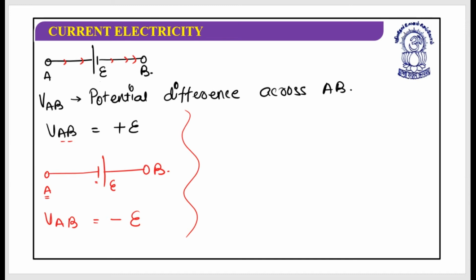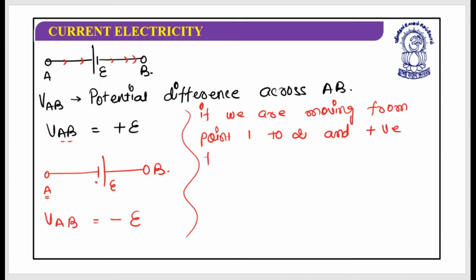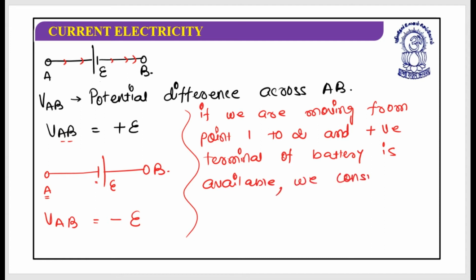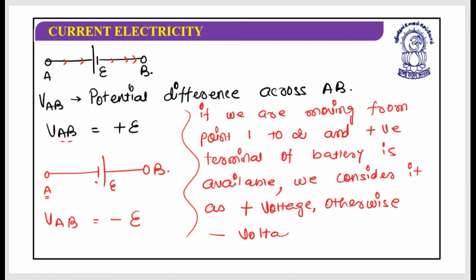So if we make certain thumb rules that you need to follow: if we are moving from point 1 to 2 and the positive terminal of a battery is available, we consider it as positive voltage, otherwise negative voltage. I hope these things are clear.